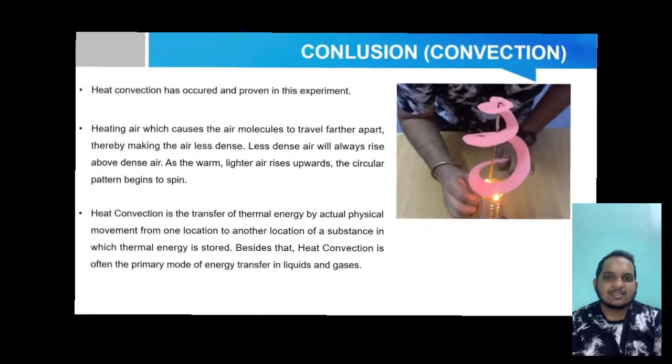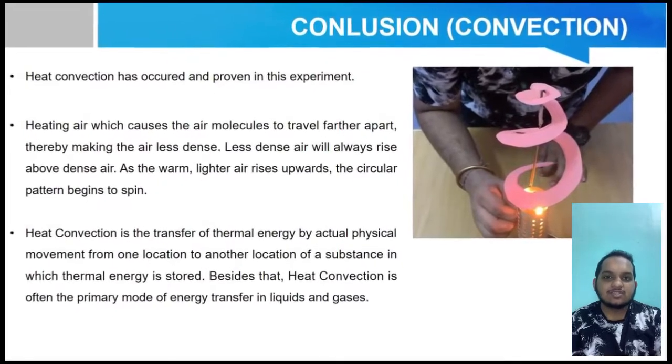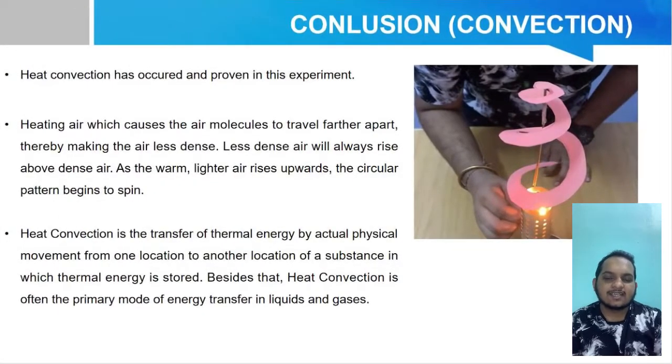Now I'm going to discuss the conclusion part. As we saw, heat convection occurred in this experiment just now. As the result of the experiment, the color paper starts to spin when we place it near the flame.